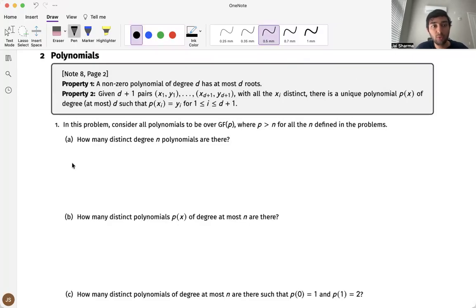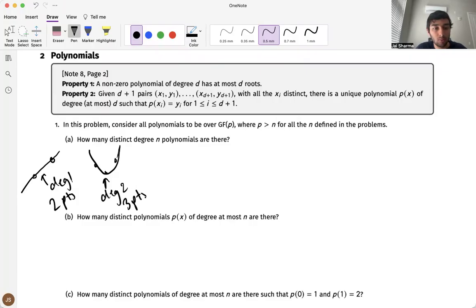Okay, so for this polynomials problem, let me start by reviewing something real quick. If we have 2 points, we can put a line through that. This is degree 1, but we have 2 points. And if we have 3 points, that uniquely identifies a parabola. So we have degree 2, but we have 3 points. So if we have, for example, degree D, then that means that we need D plus 1 points in order to uniquely identify that. I guess this is a quick trick that I use to help me out.